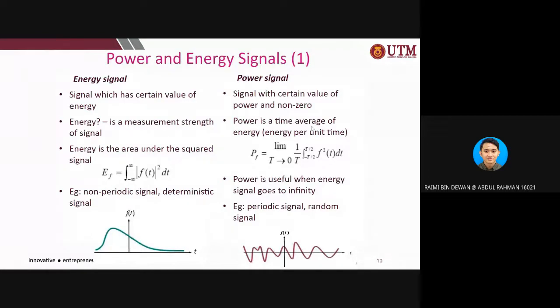When we say time average, it means over time. That's why you have 1 over T here, and the complete period is T over 2 to negative T over 2, because you can have one on the negative side and one on the positive side. Power is useful when energy goes to infinity, for example periodic signals or random signals. So this is power signals. It can be a power signal or an energy signal.